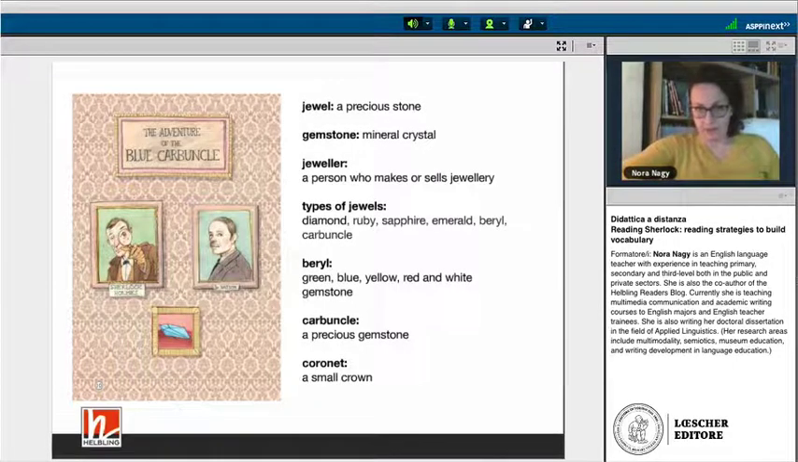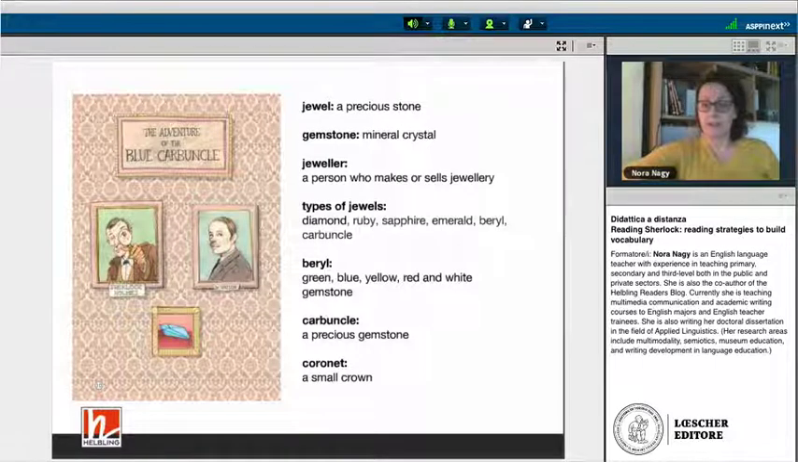in terms of vocabulary? A jewel is a precious stone and the gemstone can be described as a mineral crystal. You also can check that the jeweler is a person who makes and sells jewelry, and you can think about different types of jewels, and then explain that the carbuncle is a really precious gemstone. The second story you remember is the Burial Coronet. So it's a green, blue, yellow, red, or white gemstone. And the coronet is a small crown, so you can usually see gemstones in jewelry or in crowns as well.